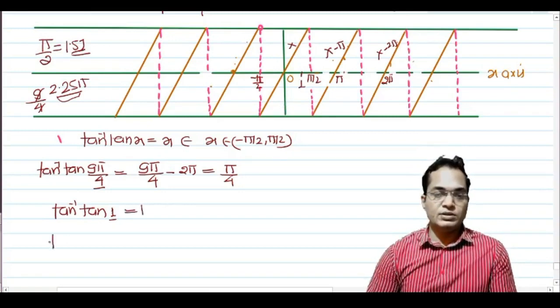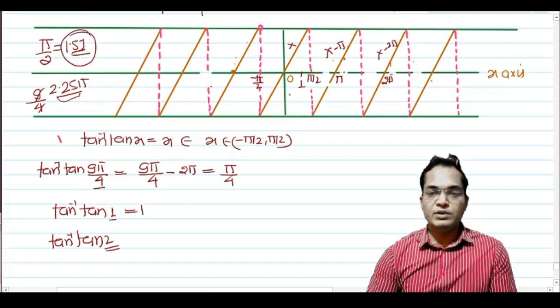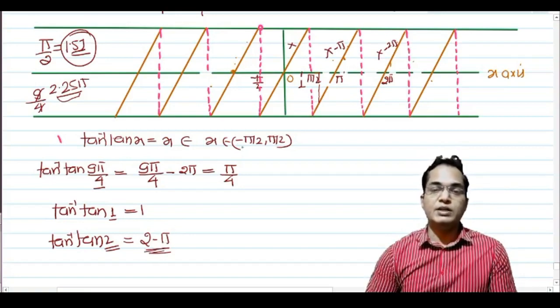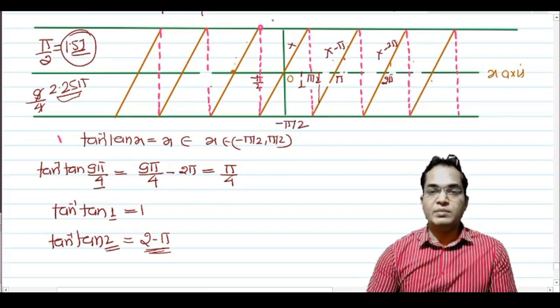In the same process, the next question is tan inverse tan 2. Where is the 2? 2 is near to 1.57, or you can say we are here. On this side, your answer will be here. Means your answer will be x minus pi. What is the x? 2 minus pi. One thing is important: if you solve all these values, then these values lie between minus 90 to 90. This lower limit is minus 90 and the upper limit is 90.